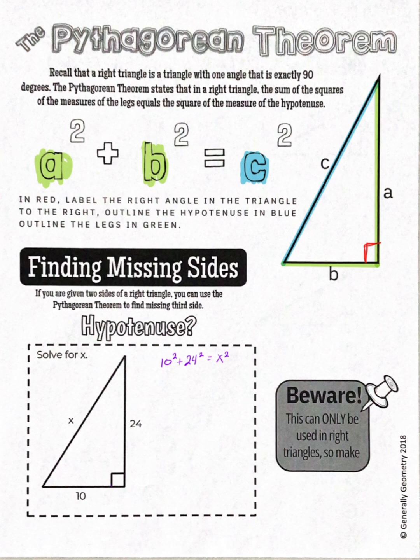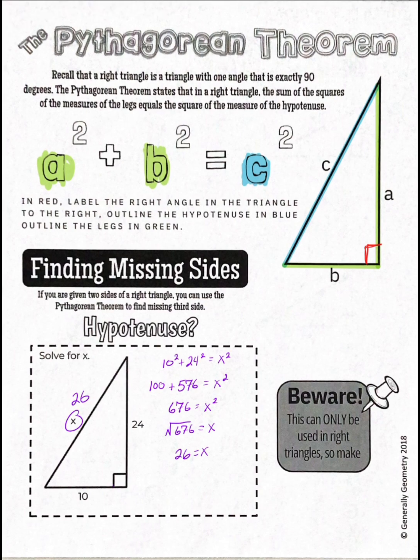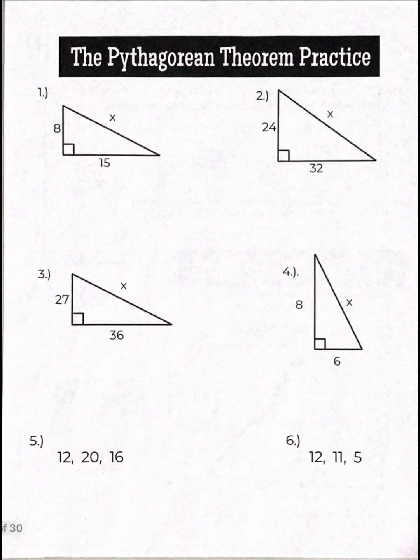And then from there, we're just going to go ahead and solve it. So 10 squared is 100 plus 24 squared is 576 equals x squared. We're going to add those together, so it's 676 equals x squared. And then to find just x, we're going to do the square root of 676, which you'll probably have to use a calculator for, and that's okay. The square root of 676 is 26. So this side here equals 26. Let's do some more examples on the back.